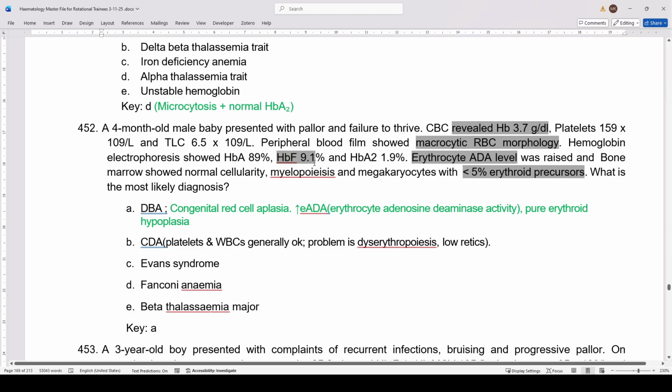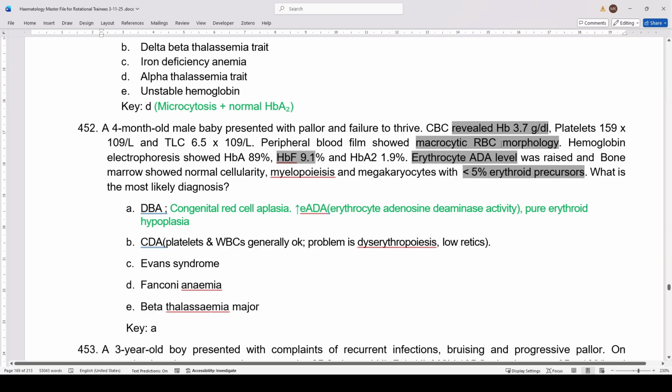HbF is 9.1 here. And the other clue is erythrocyte ADA, adenosine deaminase activity. In case of DBA, it is an enzyme which is seen in RBCs and it is raised. The other thing I want to tell you is that it is not a case of thalassemia major, because in that case HbF is quite increased, maybe 70% or 80%, or even more. So others are not related. So it is a case of DBA.